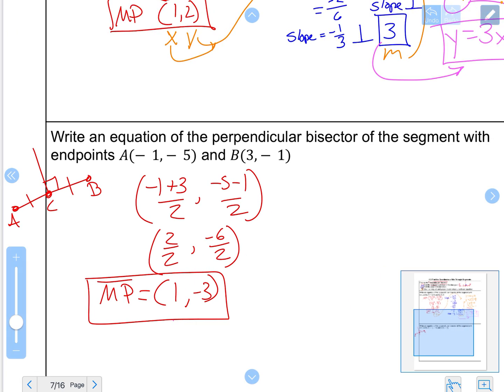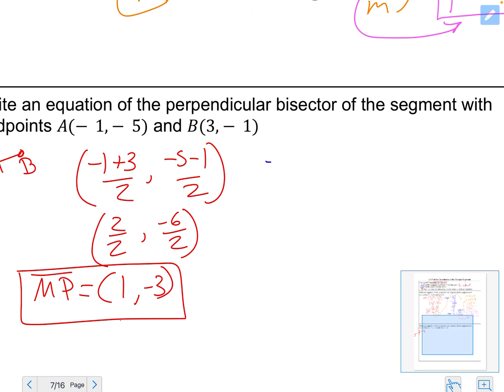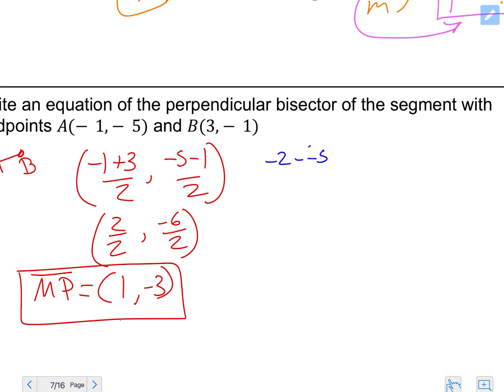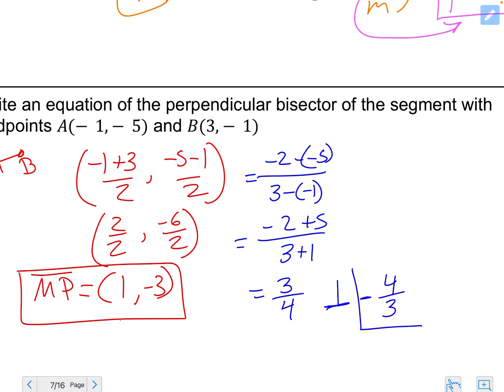So now we need the slope. And so to get the slope, we're going to plug it in our slope formula. y2 minus y1 over x2 minus x1. So again, our double negatives turns it into a positive. Negative 2 plus 5 is going to be 3. 3 plus 1 is going to be 4. And so again, we need that perpendicular slope. So we're going to flip our fraction. And because it's positive, it's going to become negative.